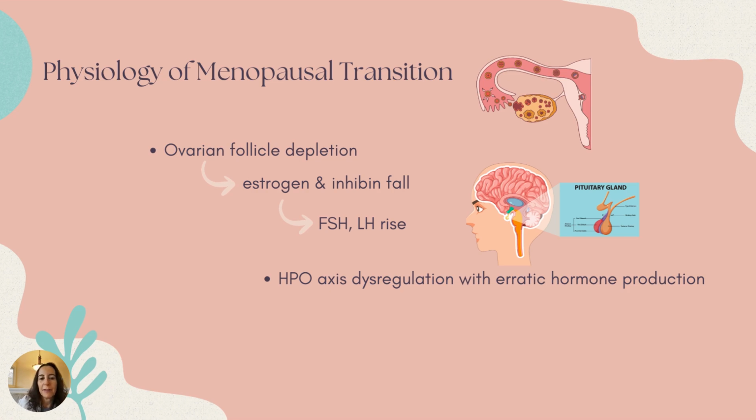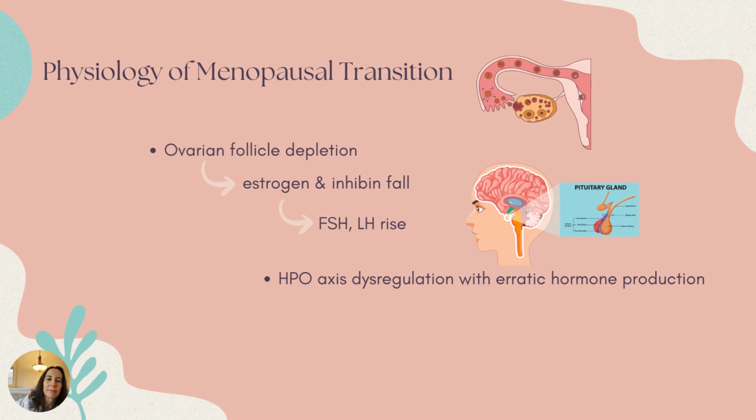And when they don't have enough follicles, because the follicles are producing the hormones, your estrogen falls, your inhibin falls. This sends a signal to the brain, to the pituitary and the hypothalamus, that your body needs more estrogen, more progesterone, more inhibin. So your hypothalamus, which is in your brain, sends the GnRH hormone to the pituitary gland. And then the pituitary gland is told to make more FSH and LH, because those are the two hormones that are going to stimulate the ovaries.